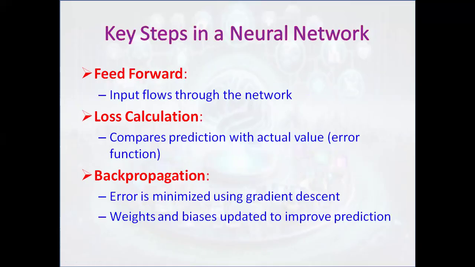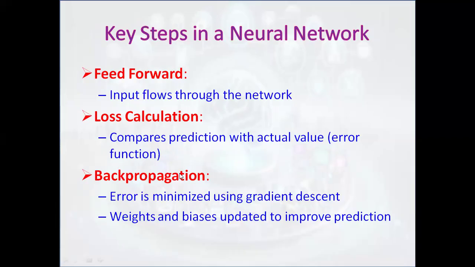Next, key steps in a neural network. It uses feed forward, loss calculation, and back propagation. Feed forward is the process where data flows from the input layer through hidden layers to the output layer, generating predictions based on current model parameters. And the loss function measures the error between the predicted output and the actual label, using loss functions like cross entropy or mean square error. These we have seen in our previous lectures. This quantifies how well the network is performing.